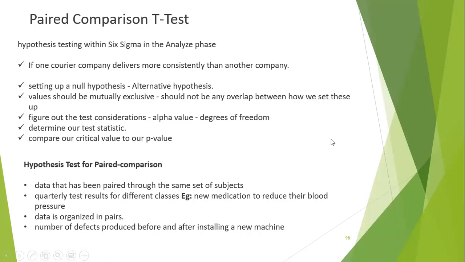Okay, say for example, a person, person A, and the blood pressure. That should always be a paired methodology. By that we can compare both. Data should be organized in pairs, such as the number of defects produced before and after installing the new machine.